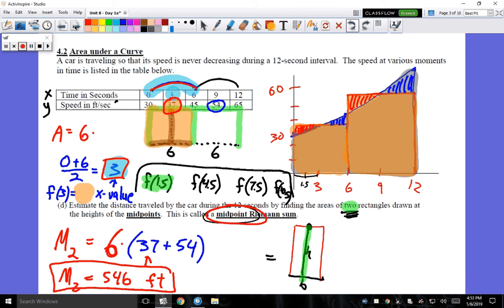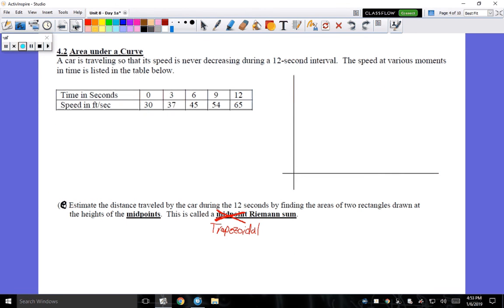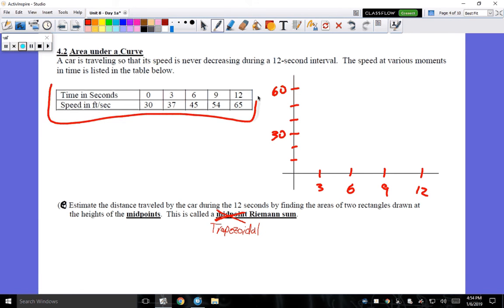And then finally, last but not least, we have the trapezoidal approximation, or the Riemann sum. Okay, so we have 3, 6, 9, 12. And there's a lot of strength in me drawing this out for you. 10, 20, 30, 40, 50, 60. Because whenever you start doing it, it's harder to visualize if all you've ever done is just the table. A lot of people need the graph, and that's why I'm actually drawing this out.